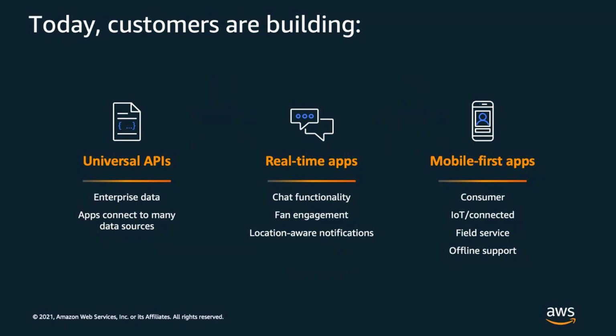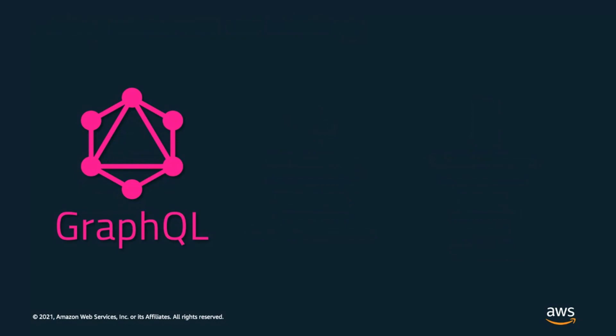So today, our customers are building three main things: universal APIs to connect applications to multiple data sources, real-time applications, applications that include chat functionality, fan engagement, and location-aware notifications, and more in general, mobile-first applications. So consumer apps, IoT or connected devices apps, field services applications, and offline support applications. So let's have a look now at what GraphQL is, how it works, and what the main advantages are.